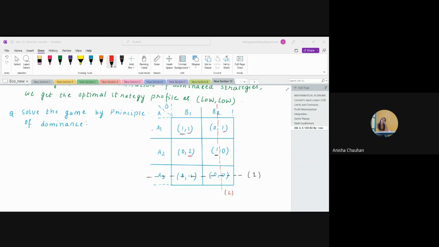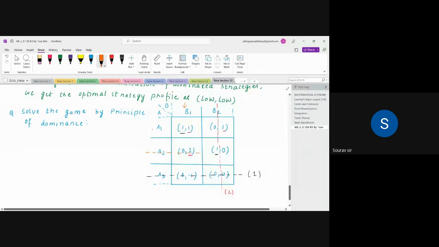So fixing the B1 strategy, player A will choose A1. So the optimal we will get is A1 and B1. Okay, so this becomes eliminated. After this, in the third round, we get to this. So the optimal turns out to be A1, B1.